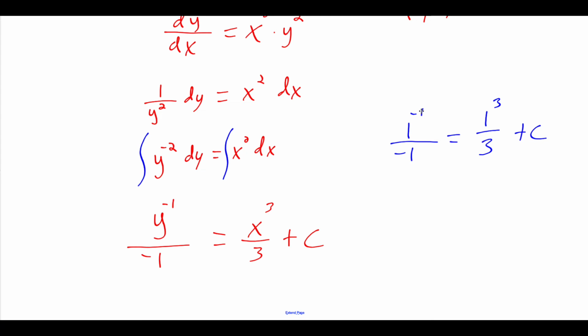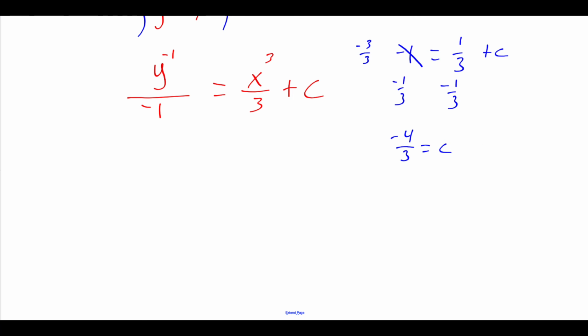1 to the negative first power is still 1, and then 1 divided by negative 1 is negative 1. 1 cubed is 1, divided by 3 is 1/3. So we've got negative 1 equals 1/3 plus C. We want to get C alone, so I'm going to subtract this 1/3 over to the left-hand side. Now I'm going to get common denominators when I do this. So negative 1 is really like negative 3 over 3. And if we subtract another 1/3 from that, then we're going to get negative 4/3 as our C value.